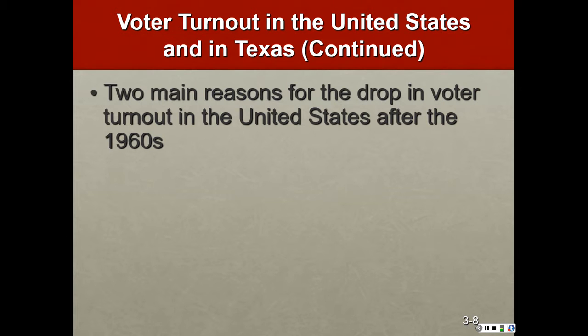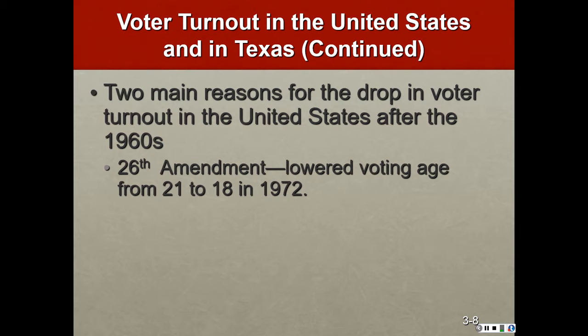The two main reasons for the drop in voter turnout in the United States after the 1960s. The first was the 26th Amendment. This lowered the voting age from 21 to 18. This went into effect in 1972.